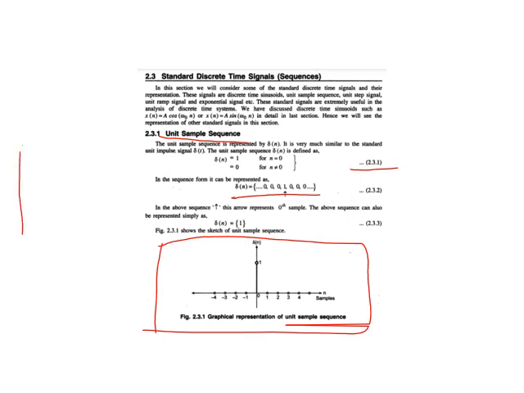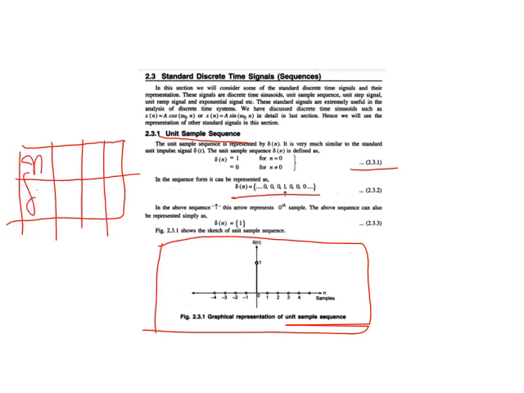And the tabular representation is very simple. I will show you the tabular representation, value of n, value of del of n. So 0, minus 1, 1. At 0 there is 1, at minus 1 the value of del of n is 0, at 1 the value is 0. So this is the tabular representation, that is the code representation, but we prefer sequence representation and graphical representation. So this is the unit sample sequence, del of n, which is very important. In unit 1 we have seen del of t.